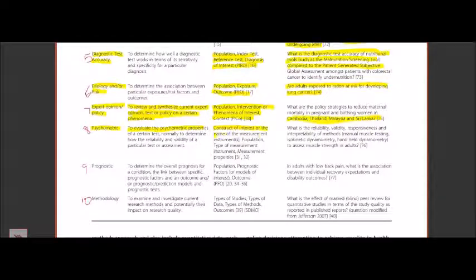Eighth kind is prognostic, to determine the overall prognosis for a condition, the link between the specific prognostic factors, outcome, and the prediction models for those particular tests. So here they are using PFQ or PPF. PPF also is there, or you can say it as PFO, that is the protocol name here. In adults with low back pain, what is the association between the individual recovery expectations and the disability outcome? So this is the association that they are talking about. However, look again at the notebook, and then you decide that yes.